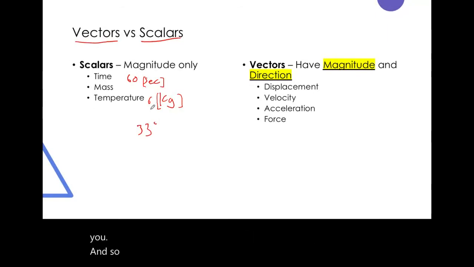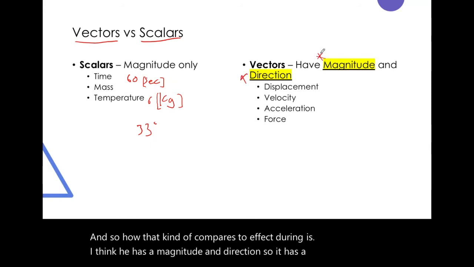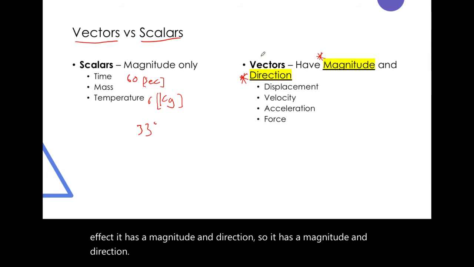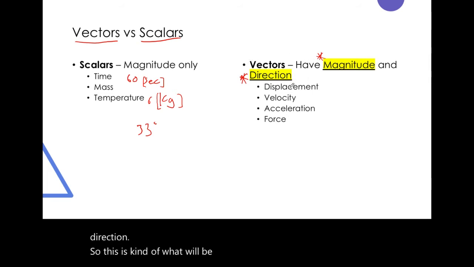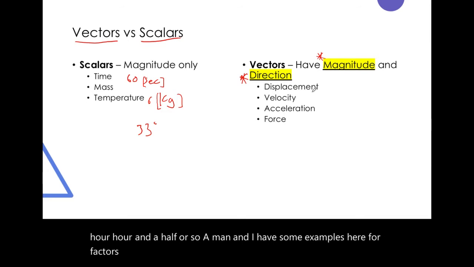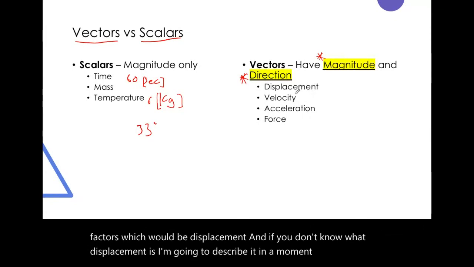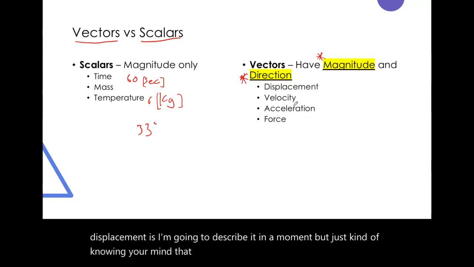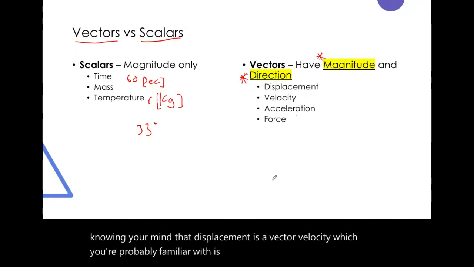How that compares to a vector is that a vector has a magnitude and a direction. This is what we'll be focusing on today, the next hour, hour and a half or so. I have some examples of vectors here, which would be displacement. If you don't know what displacement is, I'm going to describe it in a moment, but know that displacement is a vector. Velocity, which you're probably familiar with, is a vector. Acceleration would be a vector, and force would be a vector.